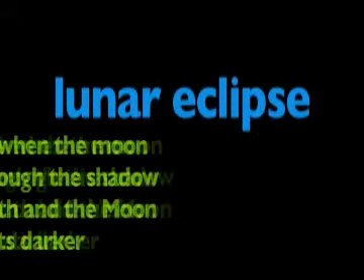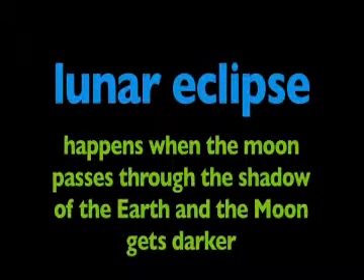In this program, we're going to learn about lunar eclipses. A lunar eclipse happens when the moon passes through the shadow of the Earth and the moon gets darker.